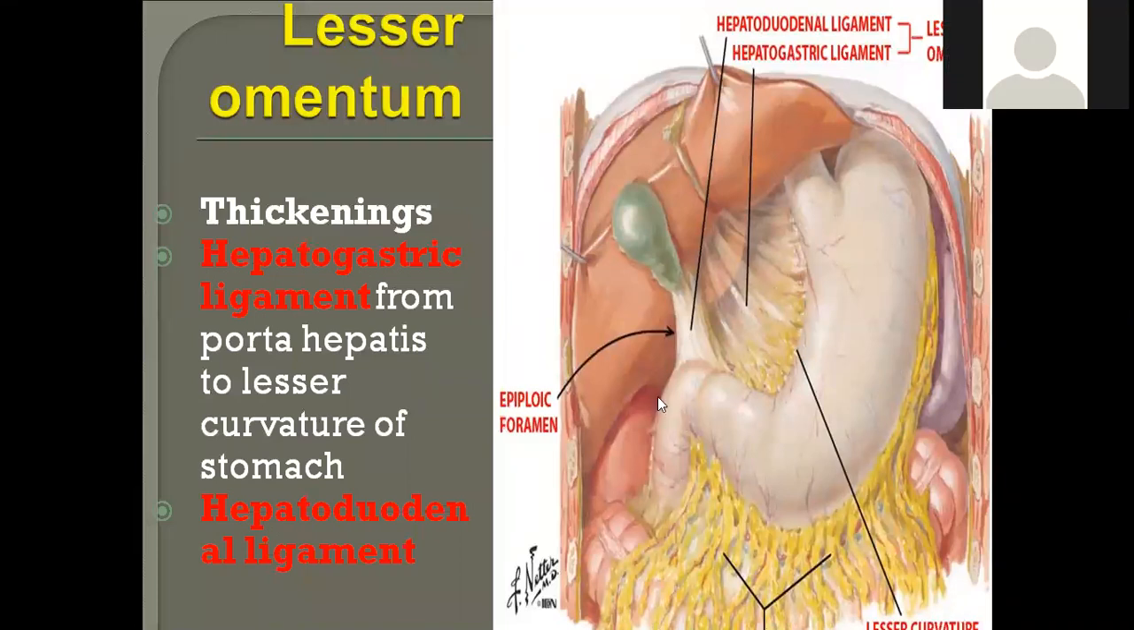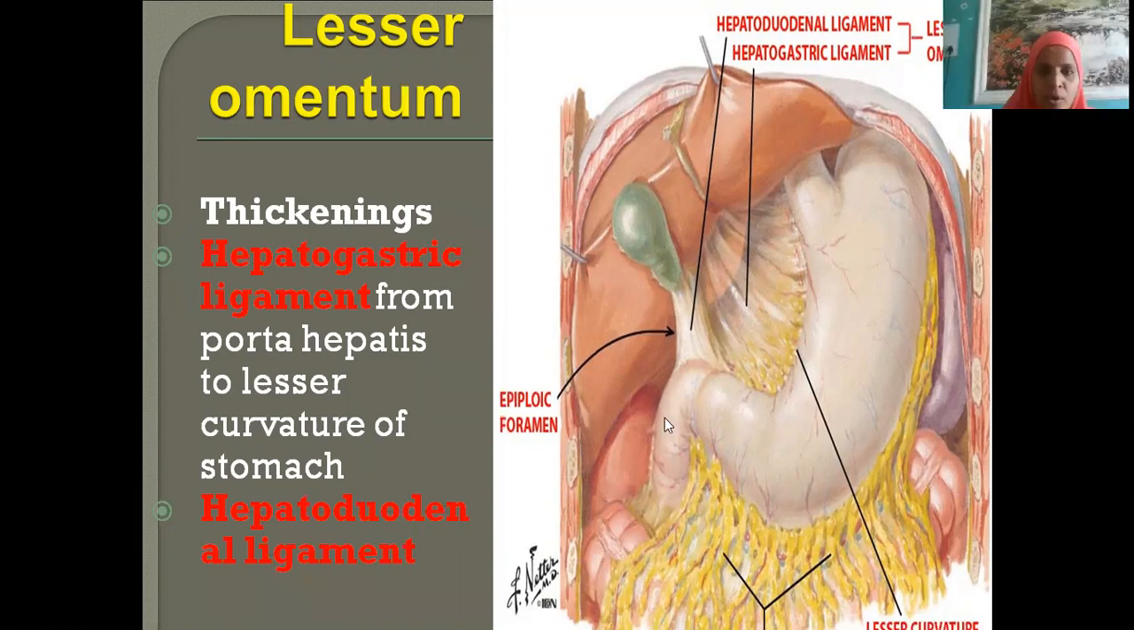What is this part? Duodenum. Very good. From the duodenum to the liver, it is thickened. That's why you use the word hepatoduodenal ligament. The thickening of the lesser omentum between the first part of the duodenum and the liver, we use the word hepatoduodenal ligament.